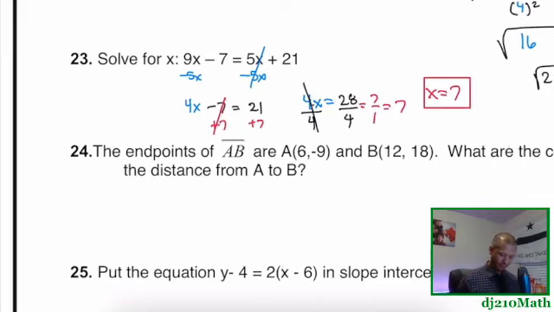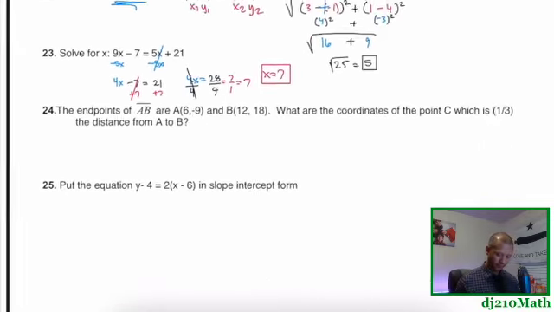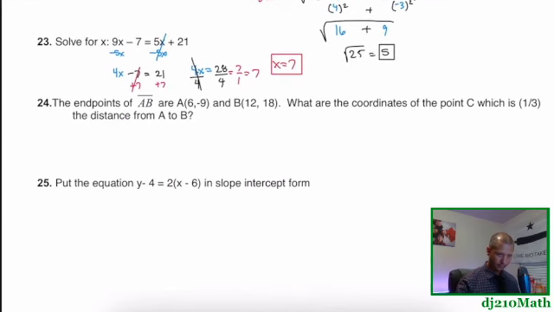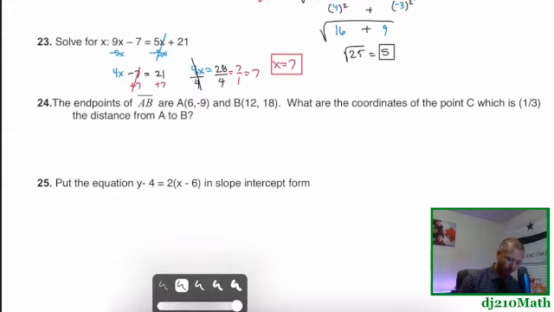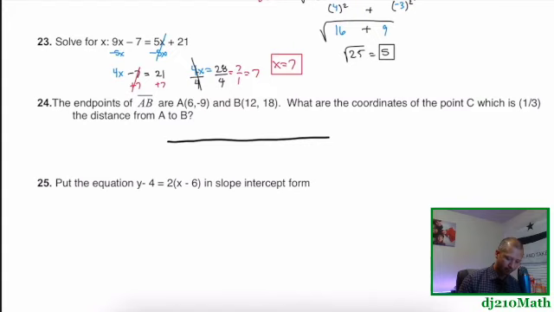Okay. 24. We're almost there. All right, 24. The endpoints of AB are A (6, -9) and B (12, 18). What are the coordinates of the point C, which is 1/3 the distance from A to B? All right, so what's happening? We have the line.